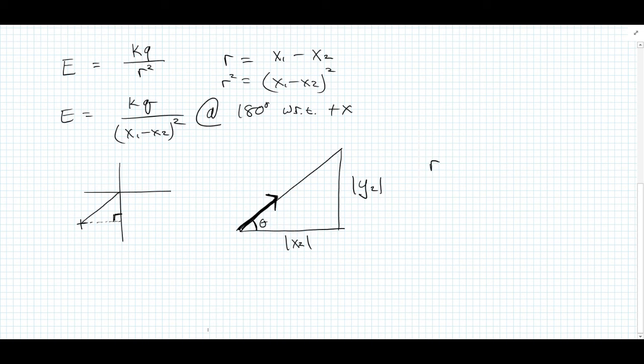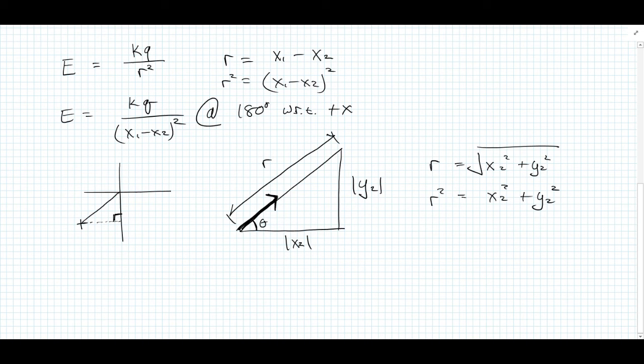So this would be the distance that goes into Coulomb's law, or sorry, I keep saying Coulomb's law. I'm talking about the distance that goes into the electric field calculation, right? It's 1 over r squared. So that distance would be the square root of x2 squared plus y2 squared. This is just the Pythagorean theorem. So r squared must be x2 squared plus y2 squared.